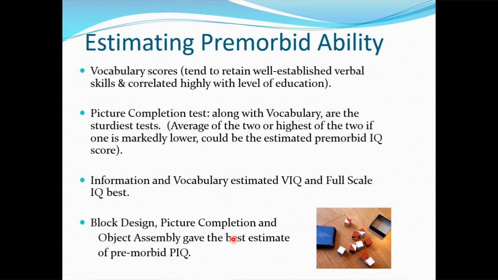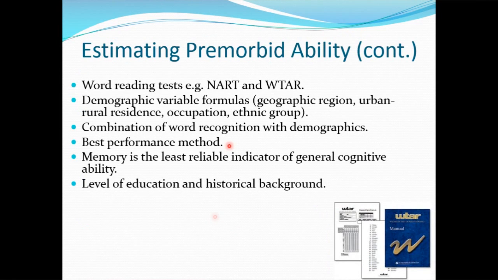So include those in your test battery if that's the information you're needing. You also get other tests of premorbid ability, like the NART and the Wechsler Test of Adult Reading, where there's a list of words that the person has to read, and you're looking at their pronunciation of the words. It's not clear from the way the word is written how to pronounce it. You need to have been exposed to that word, or have heard it, or have read it, to know how to pronounce the word. So it's a good indicator of premorbid intellectual ability because your intellectually more able people would have read wider, would have encountered those words more often.